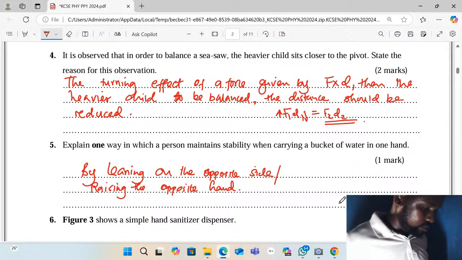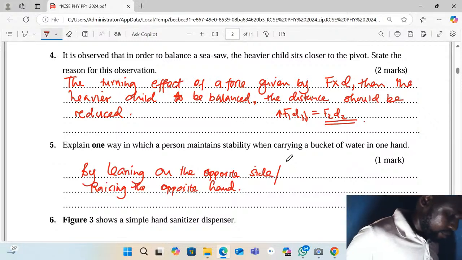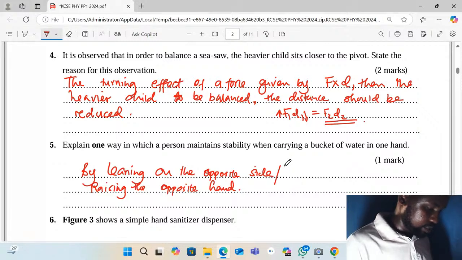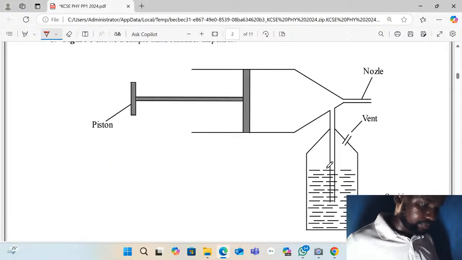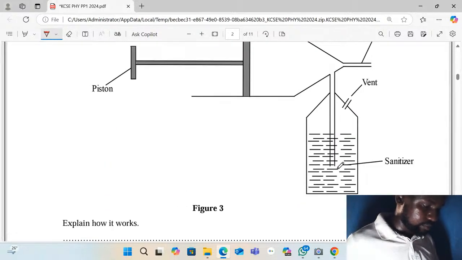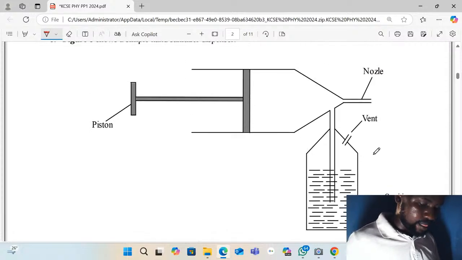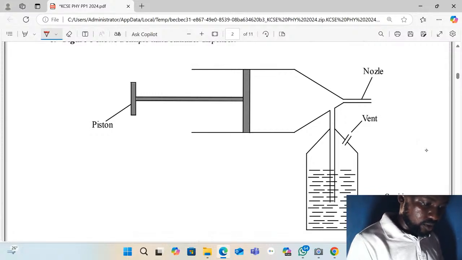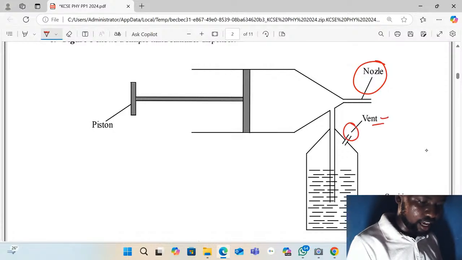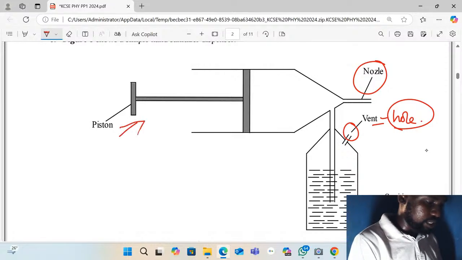The diagram below, that is figure 3, shows a simple sanitizer dispenser. Then you are told to explain how it works. Therefore, we know that from the diagram, you can see we are having a nozzle. We have a vent, this is like a hole, a small opening. We have the sanitizer here, we have the piston here.